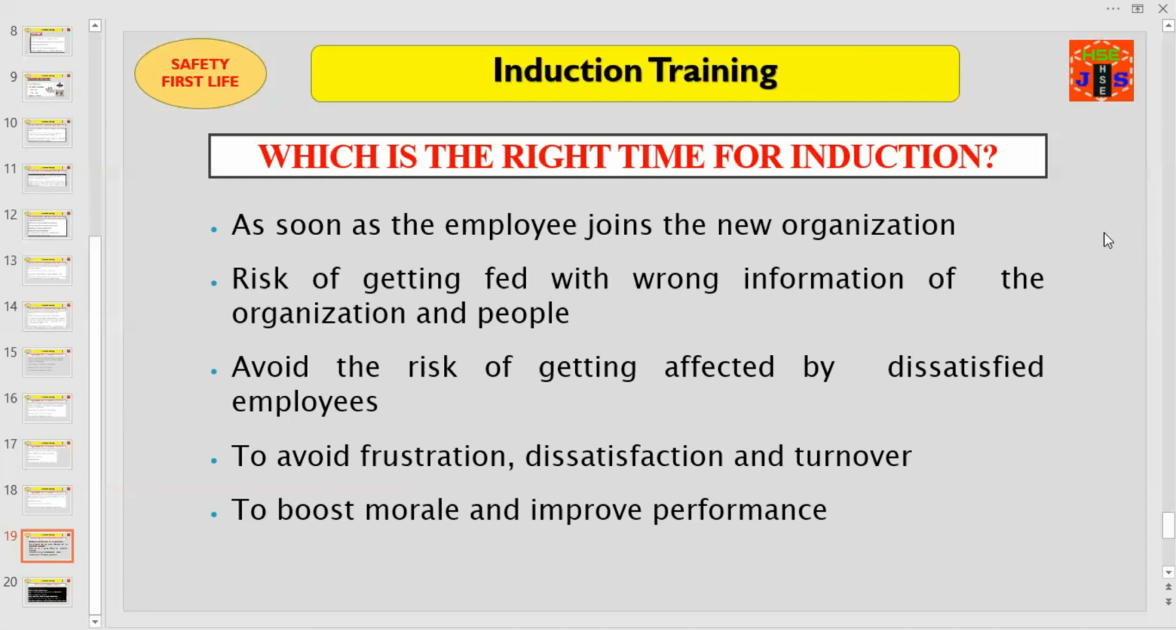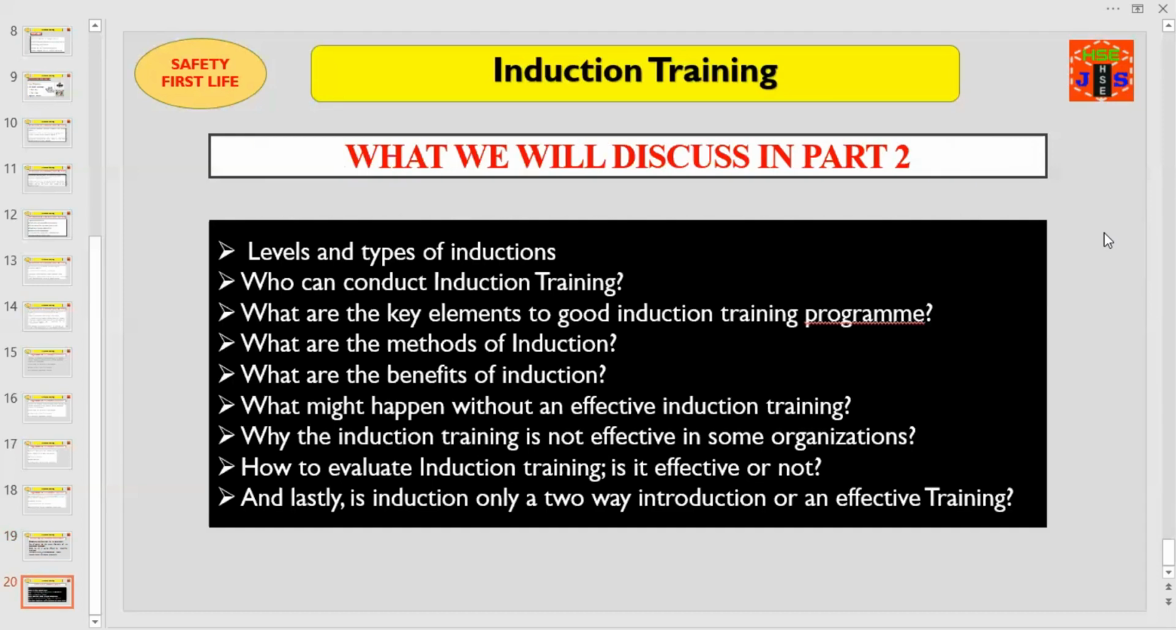Whenever there are such situations or circumstances, this will be the right time for induction to improve the performance and morale of your workers, to reduce the frustration and dissatisfaction, and to minimize the impact of wrong information spreading in the organization. So remember, induction is not only for new employees, it is also required for older employees in some special situations or circumstances. As I told you, this training session is about induction training, but part one.